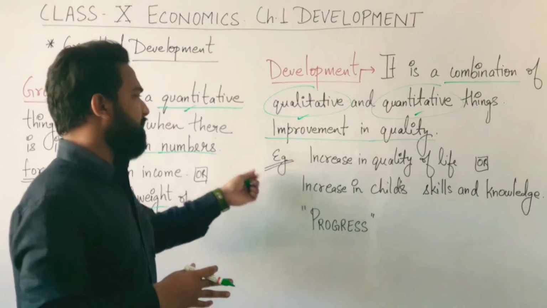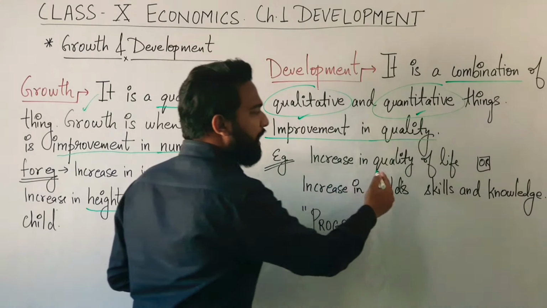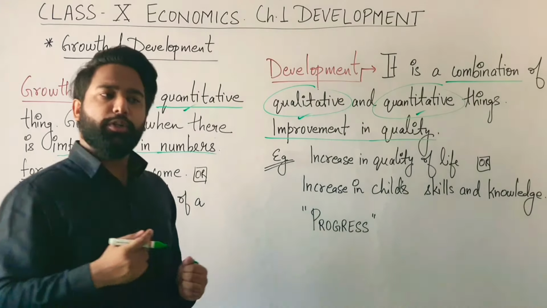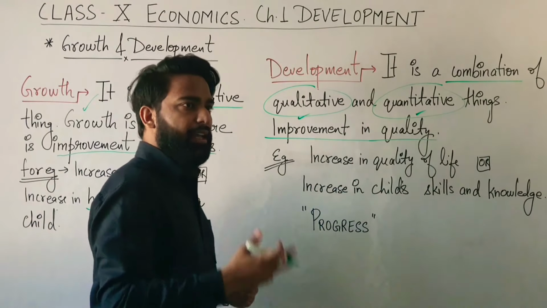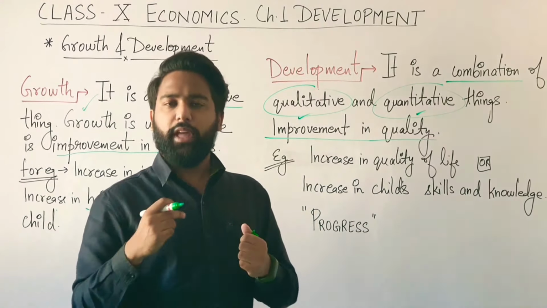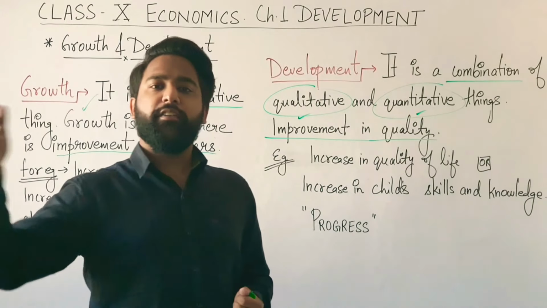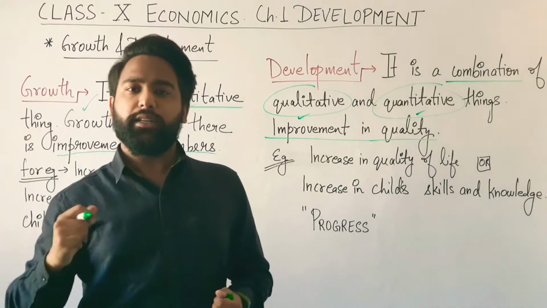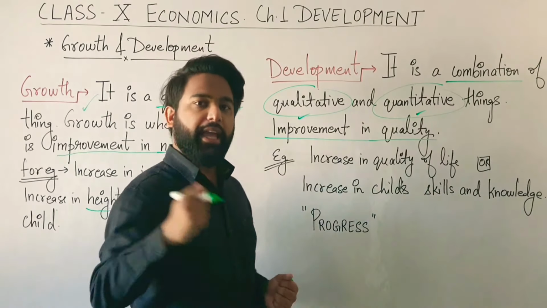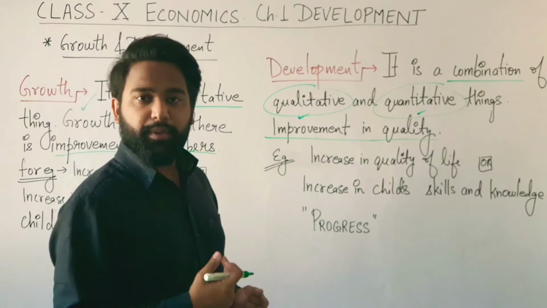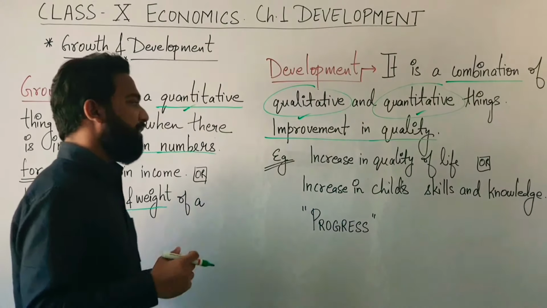Let's make it easier with some examples, like increase in quality of life. Suppose I am riding a cycle and after a few years I buy a bike. Then my quality of life has improved, and I can say that I am having development. And likewise, in further years, from bike I come to cars. I buy a car. Then I can say that I am being developed. There is some development going on in my life.